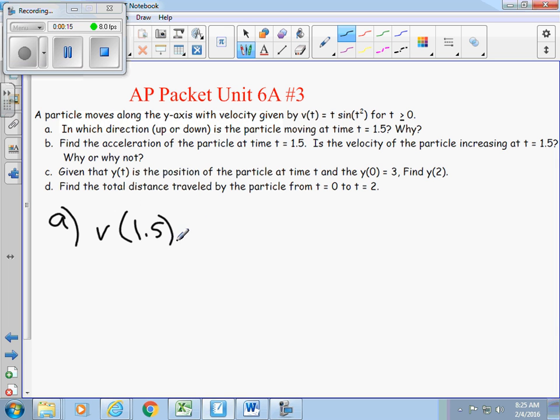This is a calculator question. So I'm going to type that in my calculator. Make sure your calculator is in radians, as always. What did we get? What is the number? 1.167.